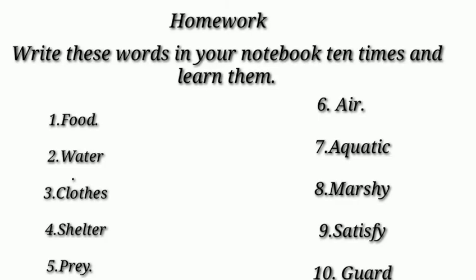And now, students, it's homework time. Write these words in your notebook 10 times and learn them. The first one is food, then water, clothes, shelter, prey, air, aquatic, marshy, satisfy, and guard.